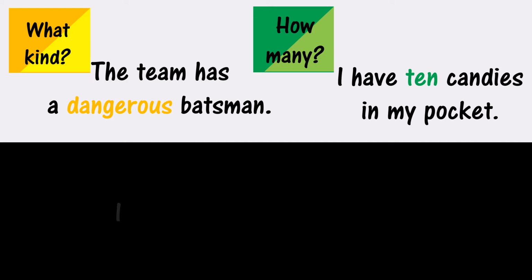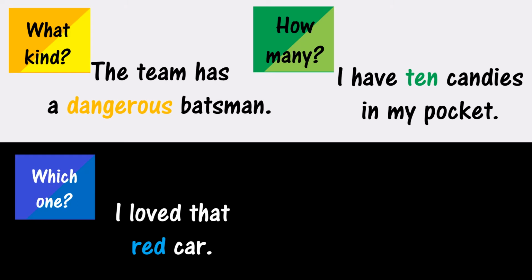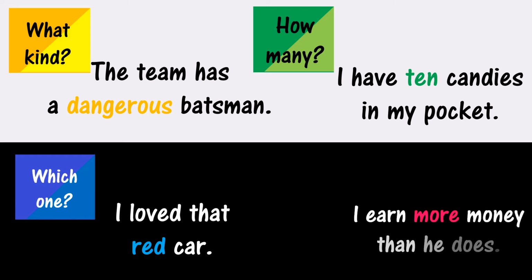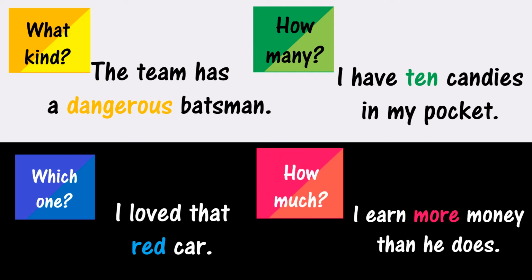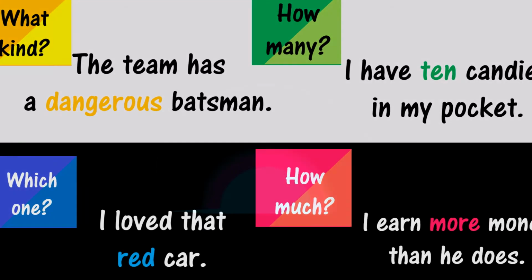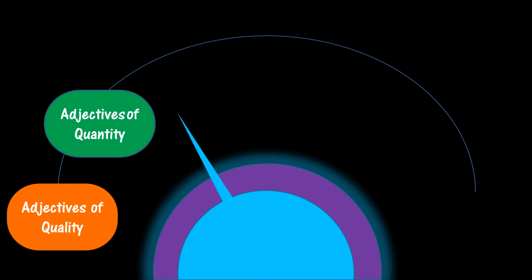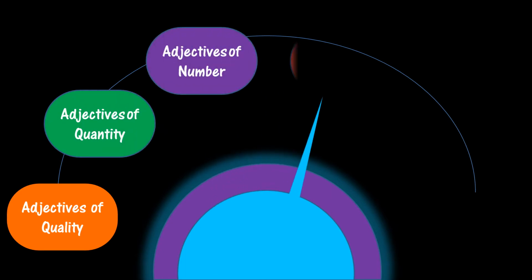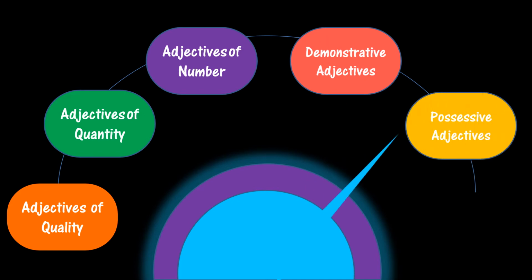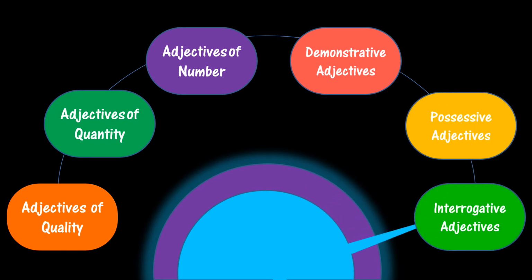10. I loved that red car. Which one? That red car. I earned more money than he does. How much money? More money. Understood? There are several types or classes of adjectives according to their uses, but we will learn 6 main classes. They are adjectives of quality, adjectives of quantity, adjectives of number, demonstrative adjectives, possessive adjectives, and interrogative adjectives.